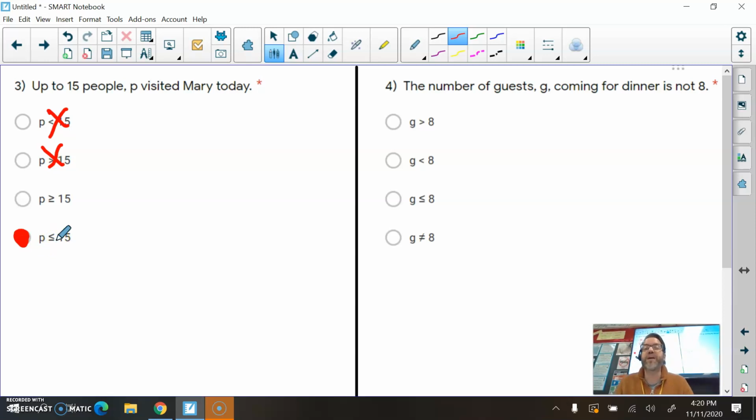Number 4, the number of guests, G, coming for dinner is not 8. Could it be more than 8? Yes. Could it be less than 8? Yes. Well, then all we know is it's not 8. So that would be this one right here, where we have the not equal to symbol. It could be anything else. It could be more than 8. It could be less than 8, but it's not equal to 8.